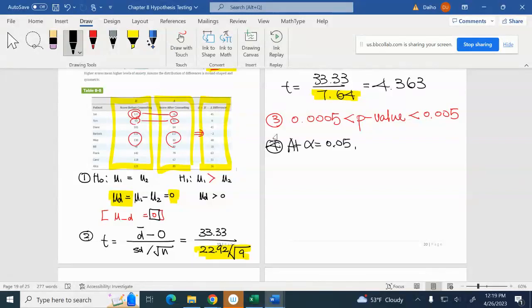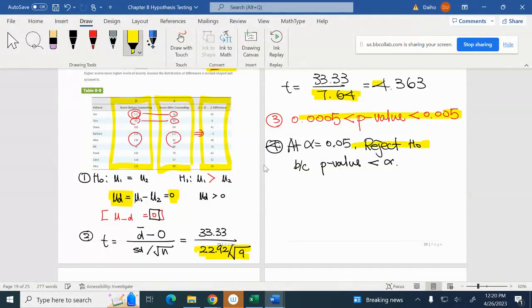Then what will be the conclusion? Reject. Did you say do not accept? Yeah. No, please don't say accept. Reject H0. Reject H0, because p-value less than alpha. Reject H0.